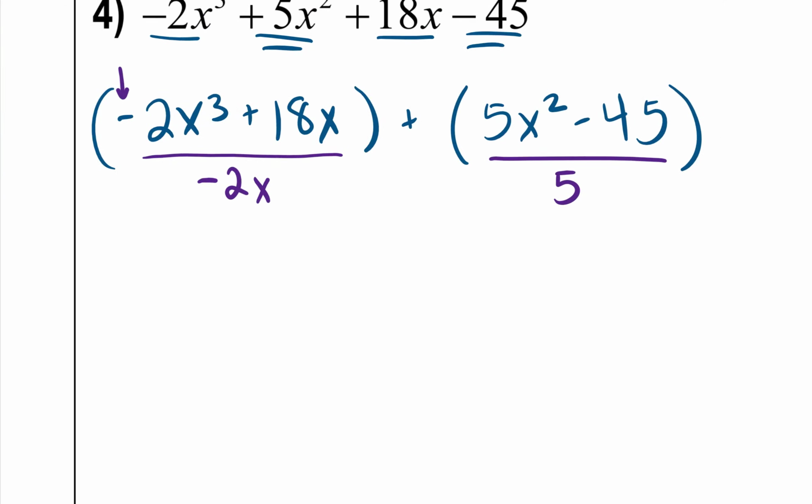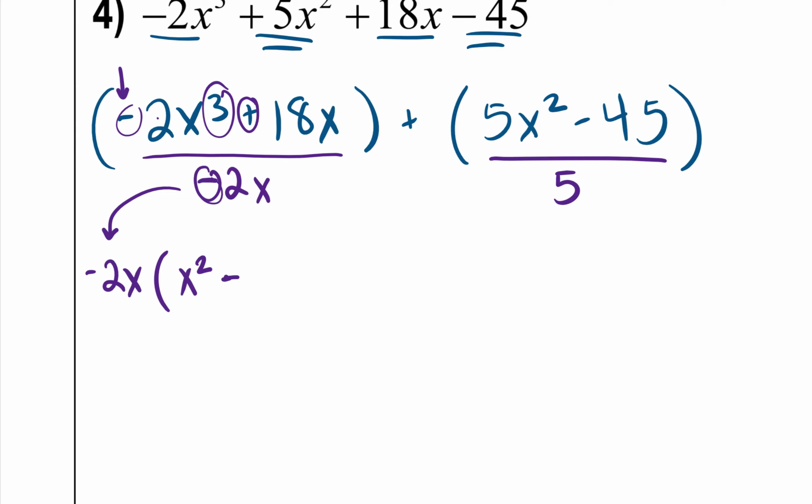Alright, so GCF goes out front, and then parentheses, and I divide. So negative and negative make it positive. 2 divided by 2 is 1. I have 3 x's. I take 1 away. That gives me 2. Okay, I have a positive and a negative. That'd be negative, right? 18 divided by 2 is 9. X minus x is no x. Sweet.